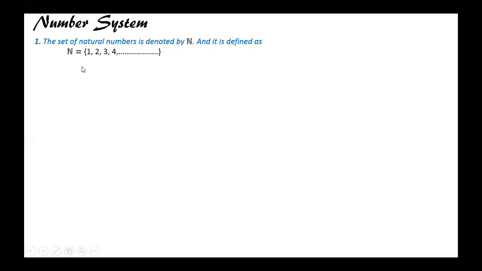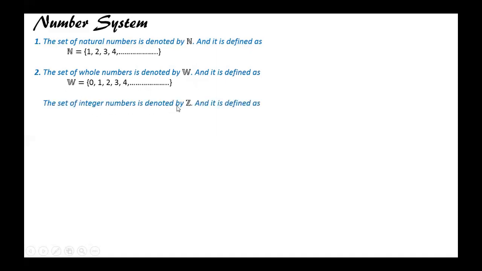So let me try to help you understand what the number sets are. Number 2, we have the set of whole numbers, and it is denoted by W. This W contains only one extra element, 0, along with the natural numbers. So it contains the natural number set plus one extra 0. Then we say W is the whole number set.